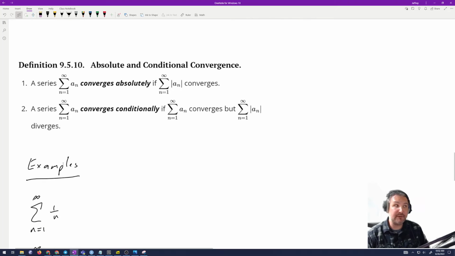Now, another big topic of this section is absolute and conditional convergence. Absolute convergence means that if you were to take the absolute value of every term and add it all up, it still converges. Okay, that doesn't always happen. We'll see some examples. Conditional convergence means that if you were to take the absolute value of every term, it doesn't converge, but it converges if you don't.